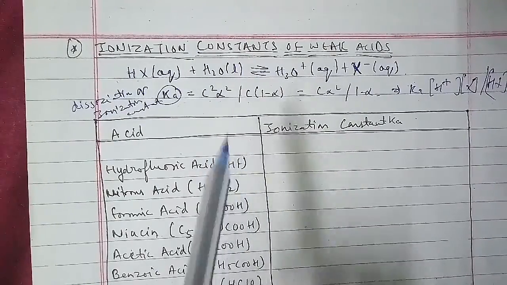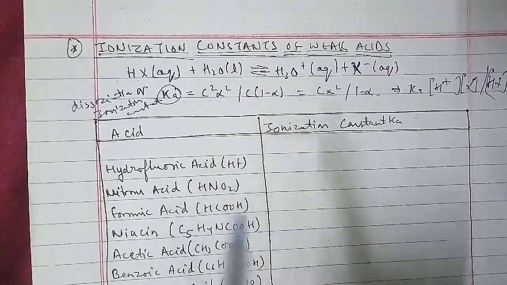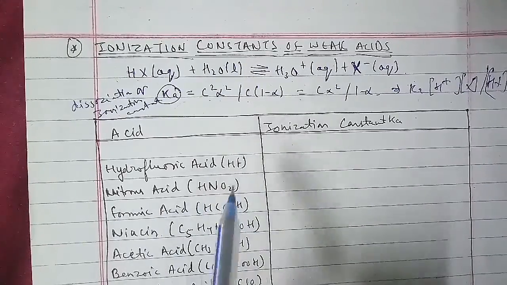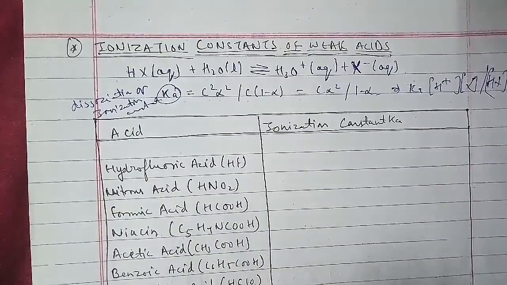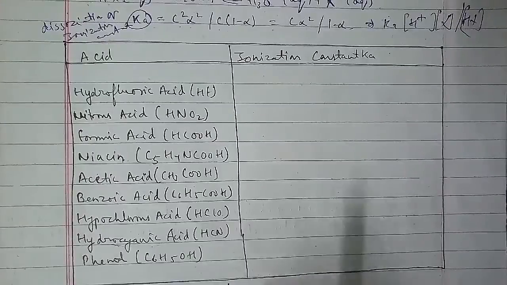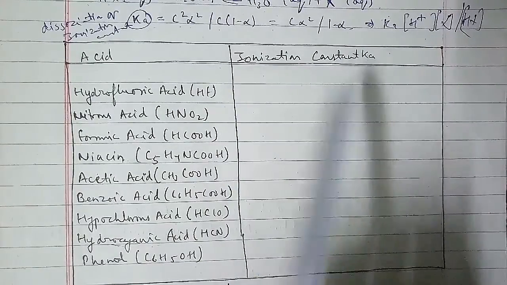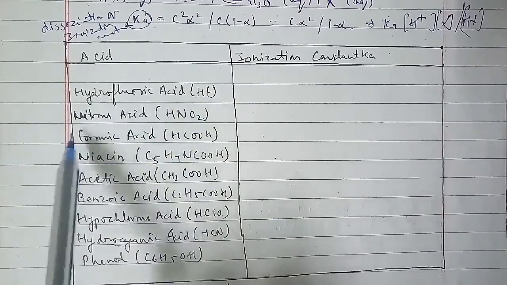So here we will write down some of the ionization constants, that is Ka. For hydrofluoric acid, HF, the ionization constant is 3.5 × 10^-4. Nitrous acid is 4.5 × 10^-4. Formic acid is 1.8 × 10^-4, and for niacin we have 1.5 × 10^-5.